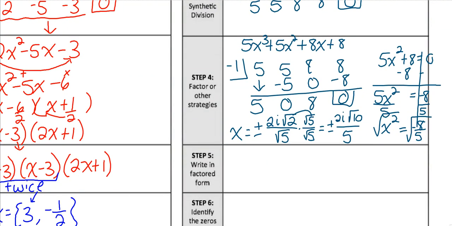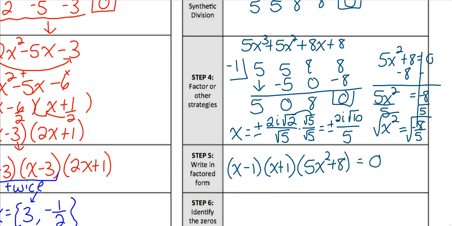So when I write my final factored form, I know from step 3 that x minus 1 is a factor. I know from step 4 that x plus 1 is a factor. And then I also know that 5x squared plus 8 is the factor that remains that we can't simplify any further.